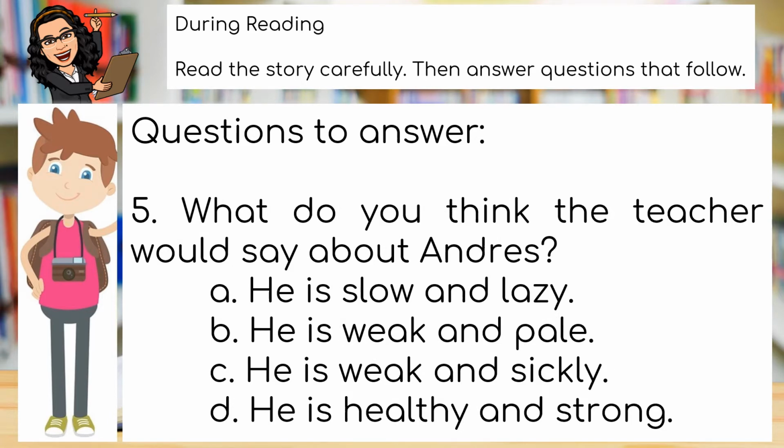Number 5. What do you think the teacher would say about Andres? A. He is slow and lazy. B. He is weak and pale. C. He is weak and sickly. D. He is healthy and strong. What do you think is the correct answer? D. He is healthy and strong.